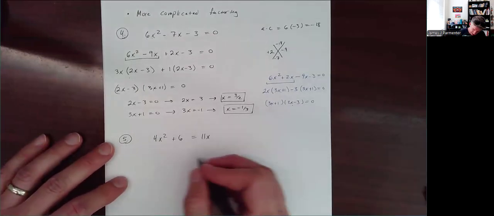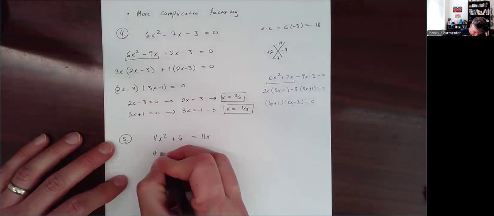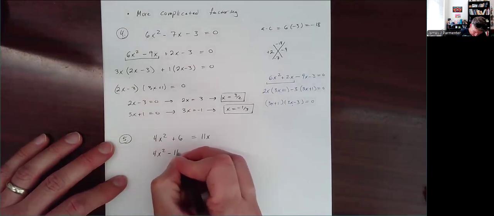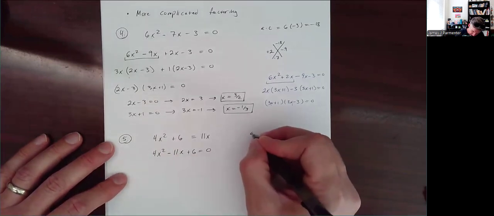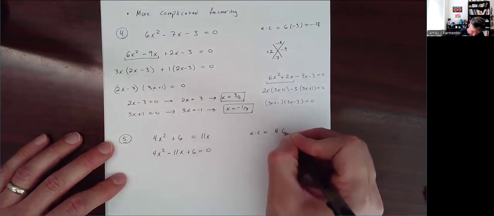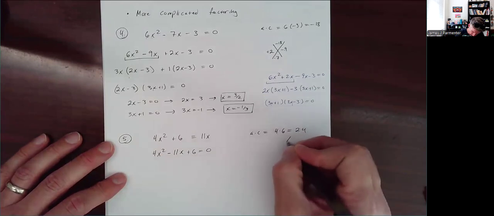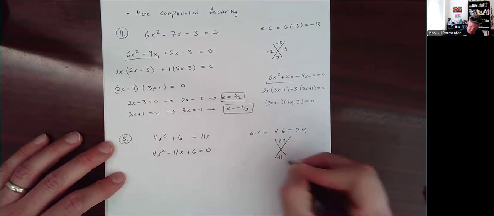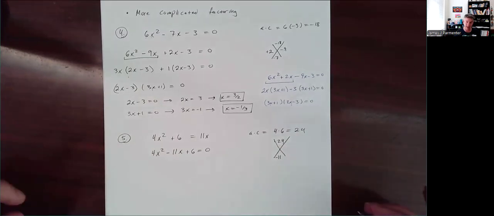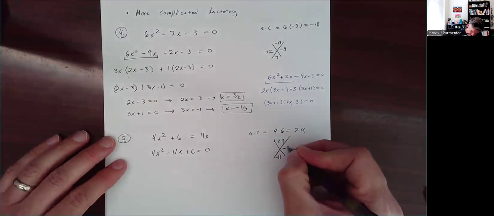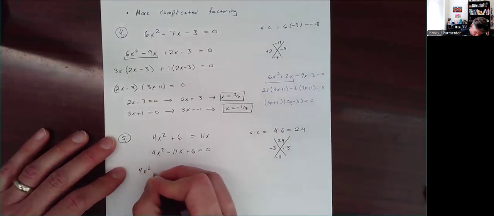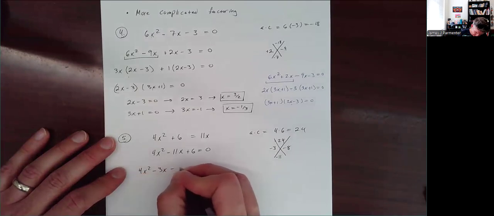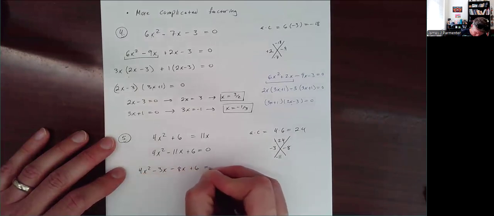Same idea here. I'm going to rewrite this first, of course, as everything equal to 0. So 4x squared minus 11x plus 6 equals 0. My a times c is 4 times 6, which is 24. So I'm looking for numbers that multiply to 24 and add up to negative 11. I believe those numbers are not 8 and 3, but negative 8 and negative 3. So I'm going to write this as 4x squared minus 3x minus 8x plus 6 equal to 0.